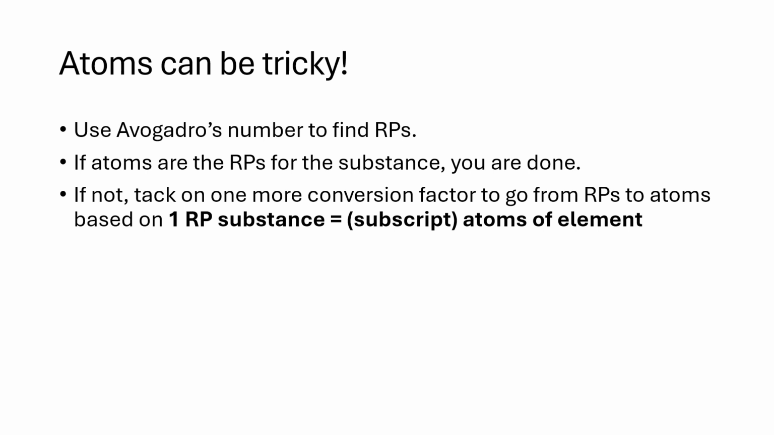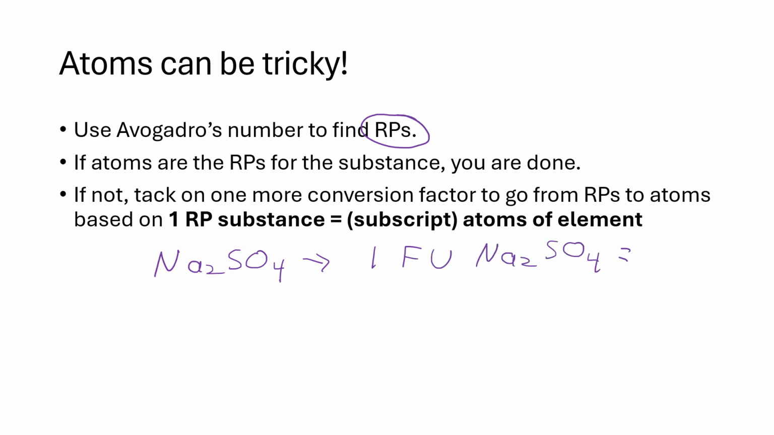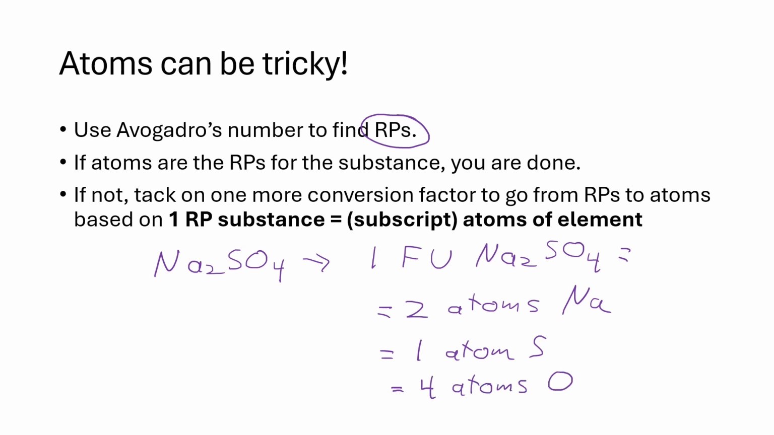Atoms can be tricky. People see atom and they immediately say, oh, we're going to use Avogadro's number. But remember, it's got to be your representative particle. If you have a pure element and the atom's the representative particle, great, it's all good. But typically with something like sodium sulfate, what we're going to end up saying instead is something like 1 formula unit of Na2SO4 is equivalent to 2 atoms of sodium, or that it's equivalent to 1 atom of sulfur, or it's equivalent to 4 atoms of oxygen. And it's that second step that's going to get us all the way to atoms.